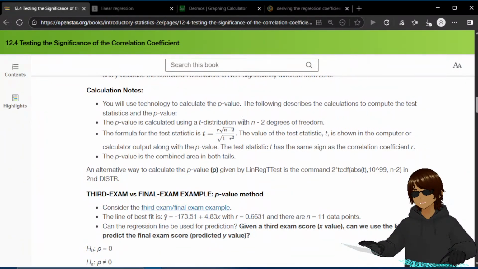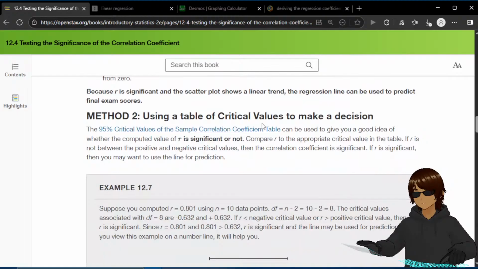The p-value is calculated using a t-distribution with n minus 2 degrees of freedom. The formula for the test statistic is t equals r times the square root of n minus 2, over the square root of 1 minus r squared. The value of the test statistic t is shown in the computer or calculator output along with the p-value. The test statistic t has the same sign as the correlation coefficient r. Yeah, I mean that makes sense. The p-value is the combined area in both tails. So for the t-value, use the t-distribution. Yeah, I want to do an example.